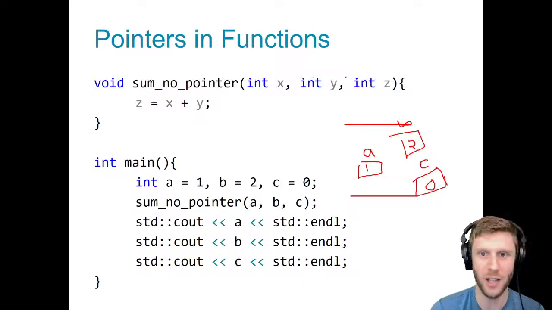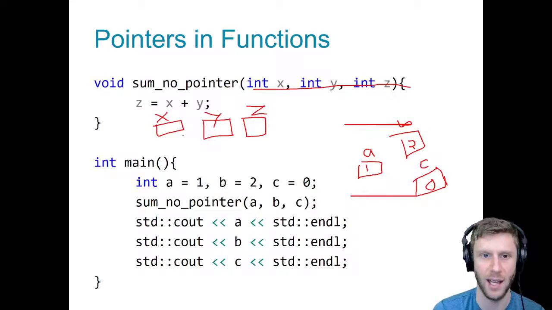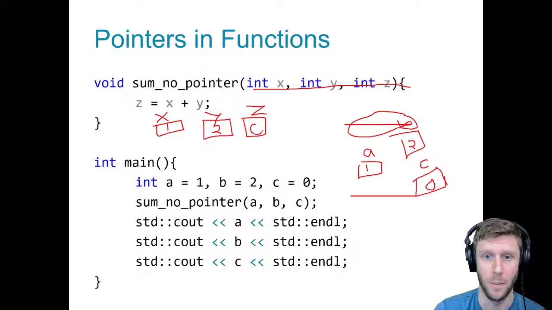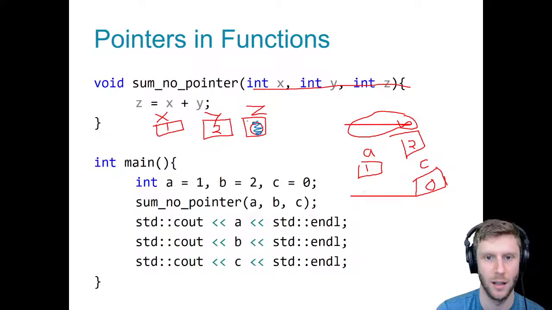But then when I call this function up here, it creates 3 new variables. This one's x, this one's y, and this one's z. And then in here, x gets a copy of what's in A. Well, what's in A? That's 1. Y gets a copy of what's in B, which is 2. And then Z gets a copy of what's in C, which is 0. And then down here I say, okay, now Z is equal to x plus y. Well, what's x plus y? That's 1 and 2. So the inside of Z now becomes 3.